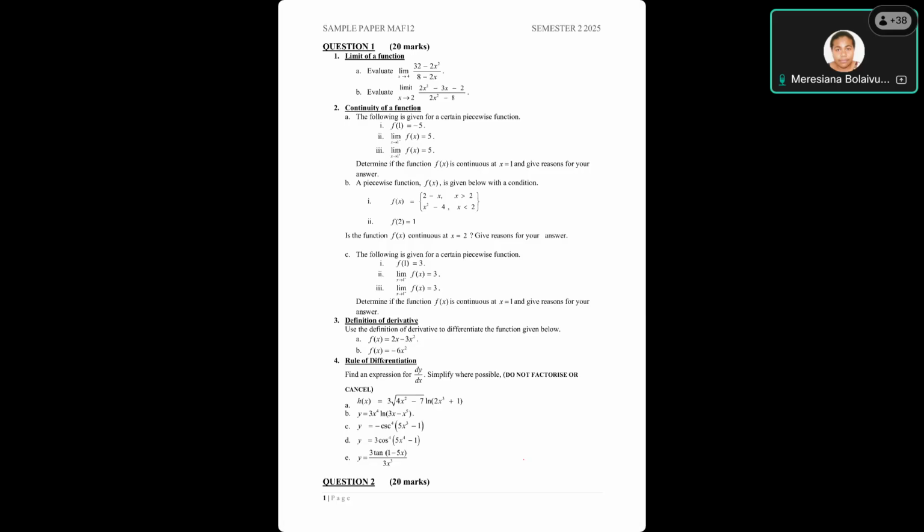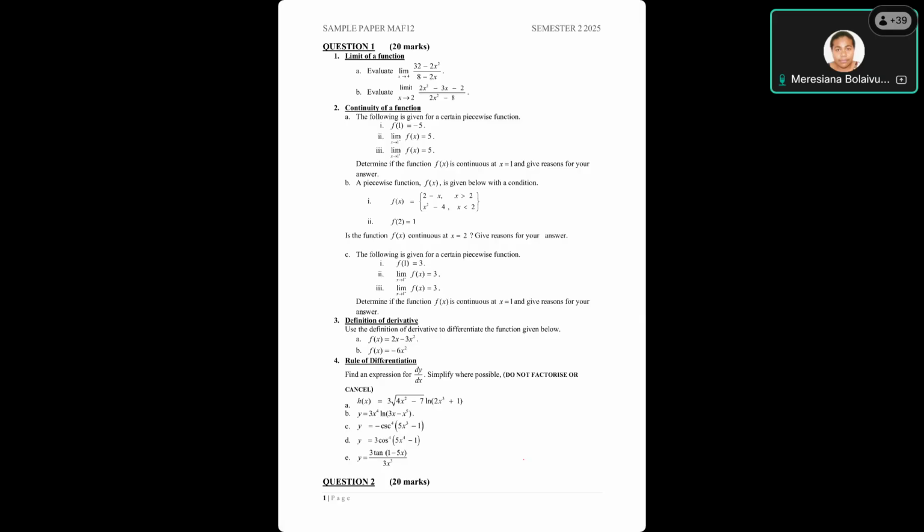Okay, so question number 1 is with 20 marks. The first question is in relation to limits of a function. To evaluate the limit of any given function, the first thing that you need to do is to substitute.